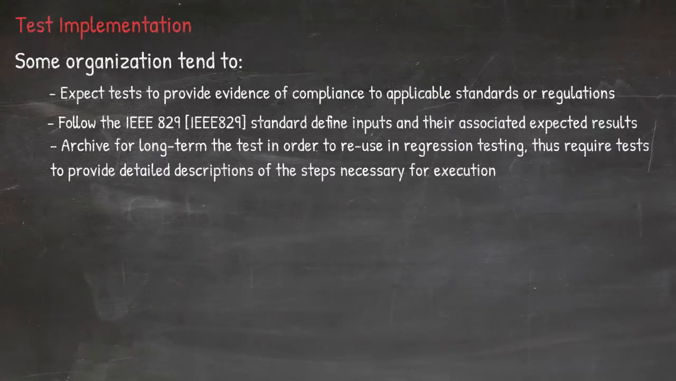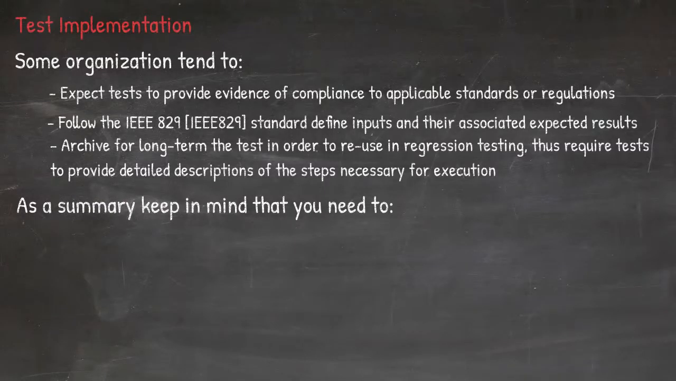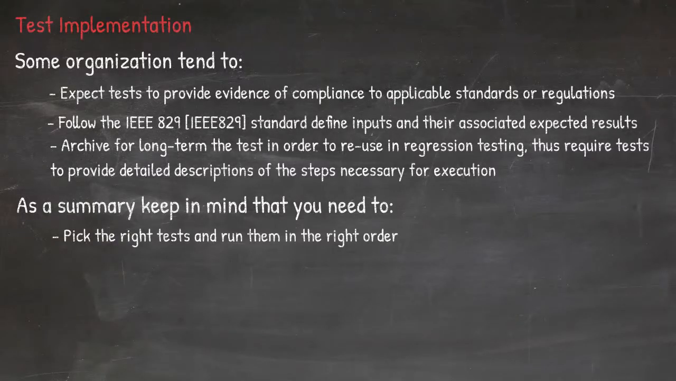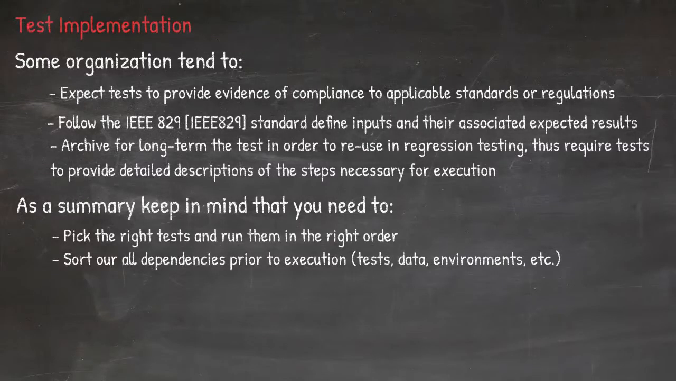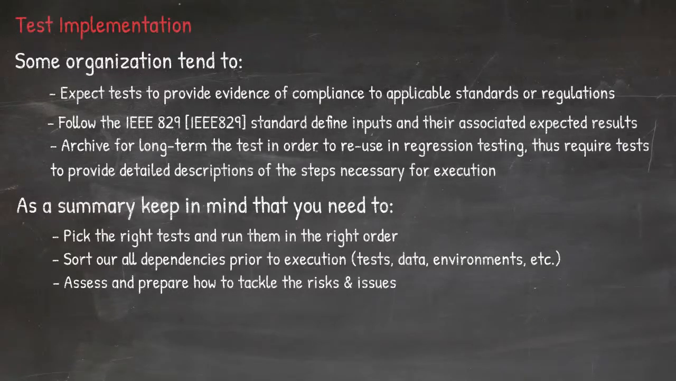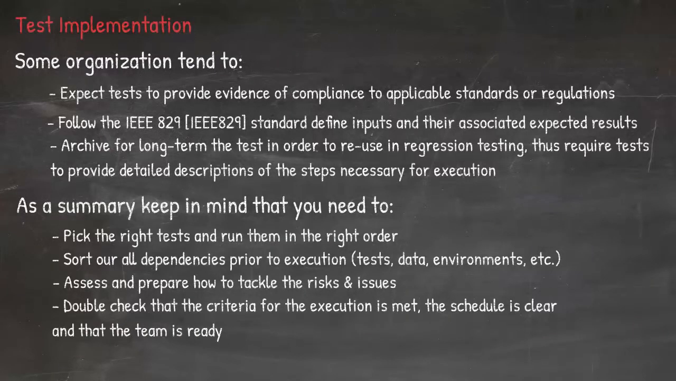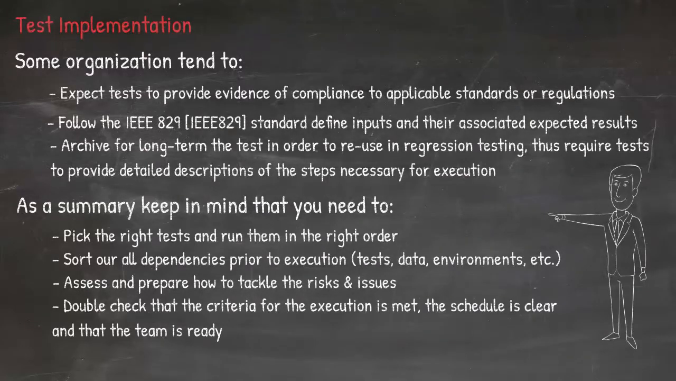I know we talked a lot about test implementation, but prior to moving to execution, I would just like to further underline the following areas that I have already mentioned in this lesson. During test implementation, you should pick the right tests and run them in the right order, and sort out all dependencies prior to execution, like tests, data, environments, and so on. Assess and prepare yourself with proper mitigation for the risks and find solutions for the issues identified so far. And always double check the criteria for the execution. Check that the schedule is clear and that the team is ready before you move to the next stage.